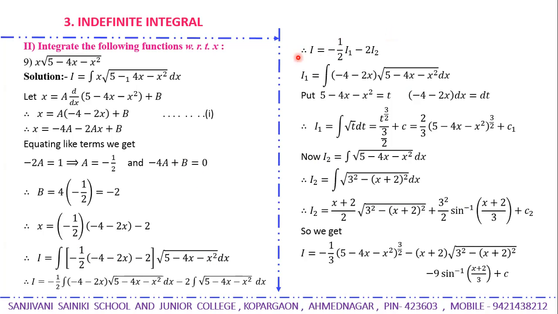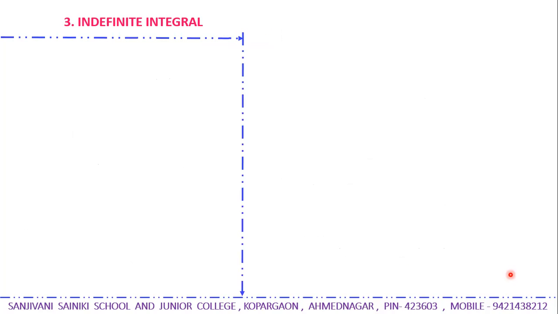this equation I is equal to minus 1 upon 2 times I1 minus 2 I2, we get minus 1 upon 3 5 minus 4x minus x square raised to 3 by 2 minus x plus 2 root 3 square minus x plus 2 bracket square minus 9 sine inverse of x plus 2 upon 3 plus c, where c is c1 plus c2.